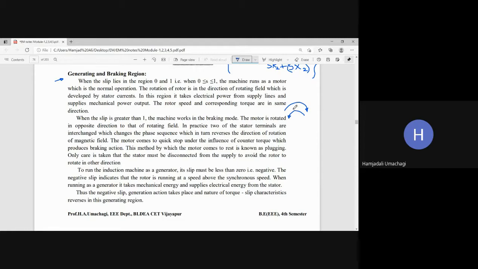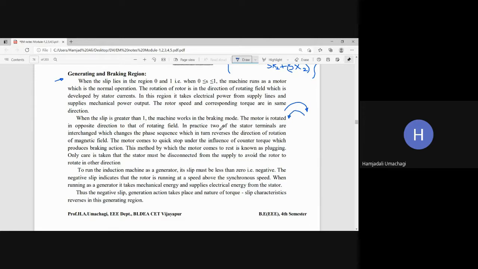So the net effect is that the rotor will try to come to the resting condition or braking condition, just as when we apply brakes to a vehicle, the vehicle will stop. In the same way here, if the direction of the RMF and the direction of the rotor are opposite to each other, then you can observe the resting condition of the motor, which is called braking mode.